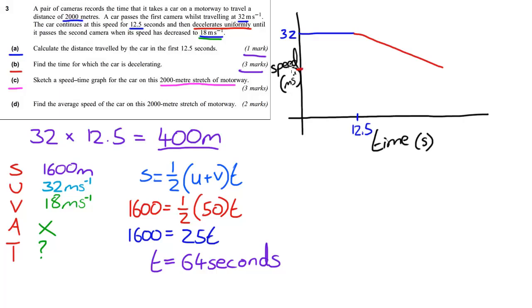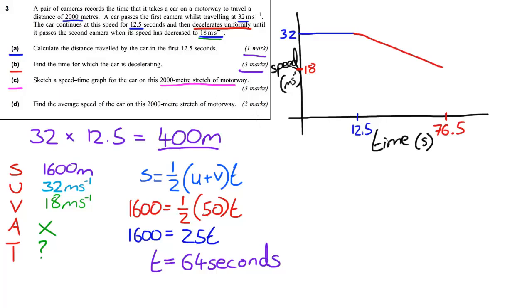Here, yours will be neater than mine as well, I hope, but this is going to be 18 because we decelerate to 18 meters per second. When does that happen? Well, this was 64 seconds, that's the time between 12.5 and our final. So if we add 12.5 to 64, we're going to get 76.5 seconds. That's when it's decreased to 18. And that's all you need really for that. You need your time in seconds, these four numbers, and your speed in meters per second.